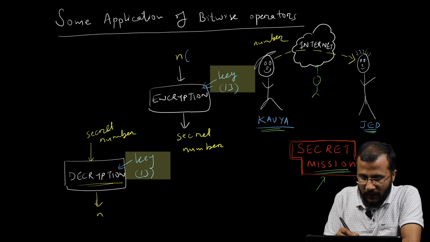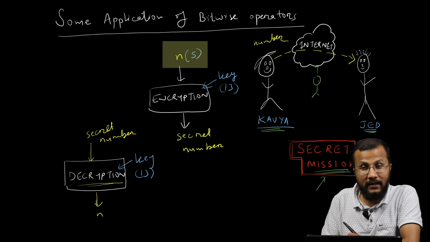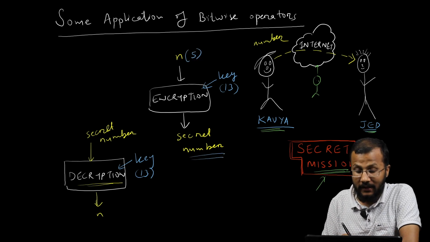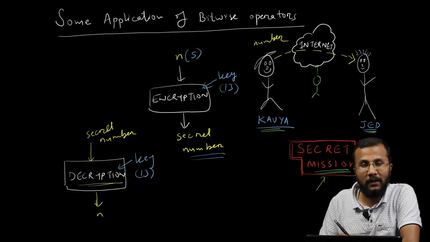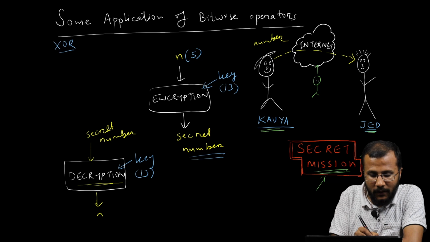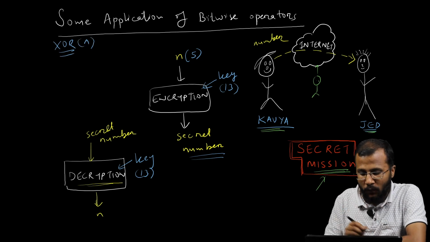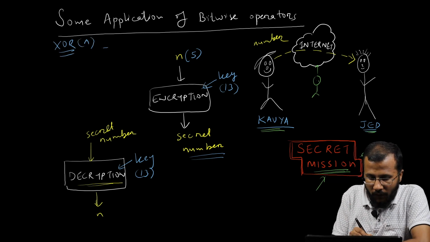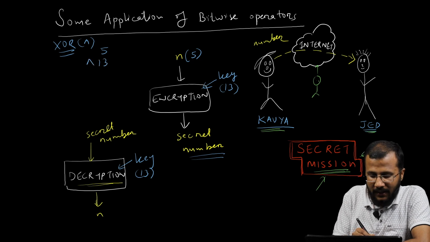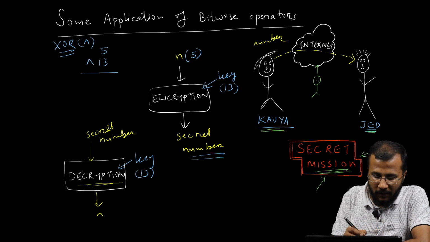And let's say Kavya would like to send the number 5 to Zed. What would be her secret code? Now let's see how Kavya can generate the secret code out of this number 5. So here we are going to use the bitwise XOR operator, this one, the caret. So what Kavya will do is 5 bitwise XOR with the key that is 13. So if you perform this, what happens?